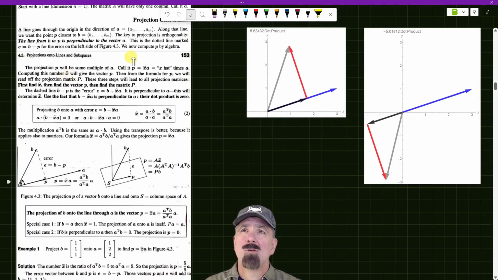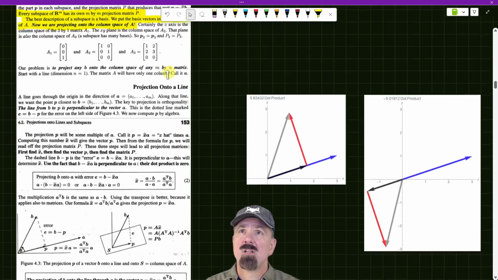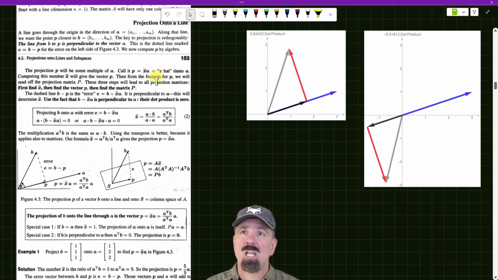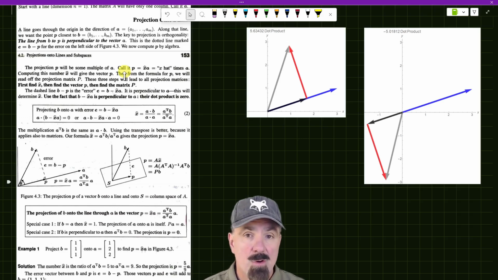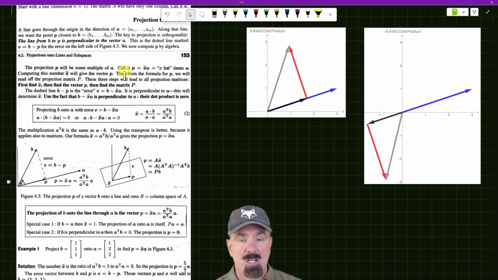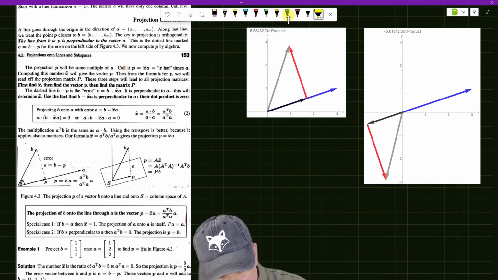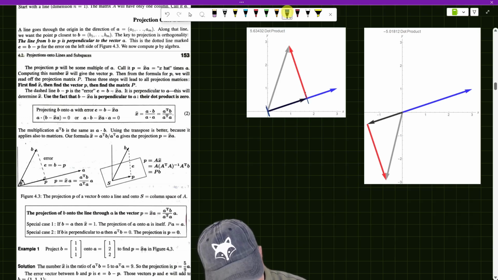What I want to do now is talk about projection. He talks about projection onto a line. What I really want to do is start out just by letting you know, for those of you who did not take Math 243, what the dot product is really calculating. So the dot product is really the length of the projection.